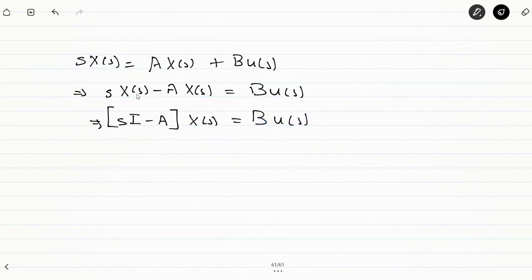When we take X(s) common, since X and A are matrices, instead of having s into 1, we'll have s into I, an identity matrix, where the identity matrix basically represents the 1 in linear algebra, or the 1 in simple numerical representation. We can replace 1 by an identity matrix while representing in matrix algebra.